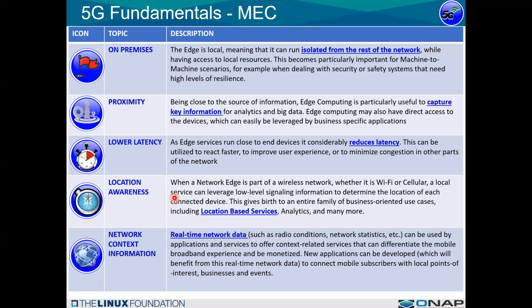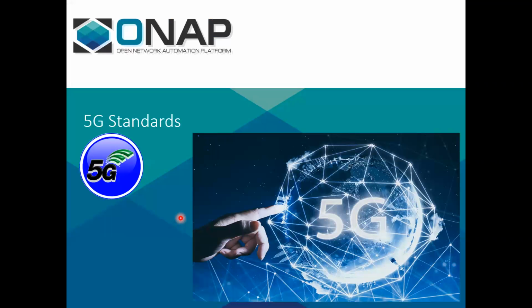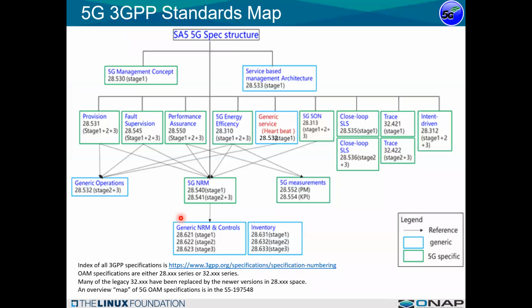the devices that are on the edge would be much more aware of the actual end device. So a network edge that's part of a wireless network can leverage low-level signaling information and provide services that are related to location, so location-based services and location-based analytics. And then network context information: real-time network information such as radio conditions and network statistics, and applications that use that kind of information, allow the network to be smarter and those devices trying to use the edge to be more intelligent. So we'll talk a little bit about the standards that are driving all of this.